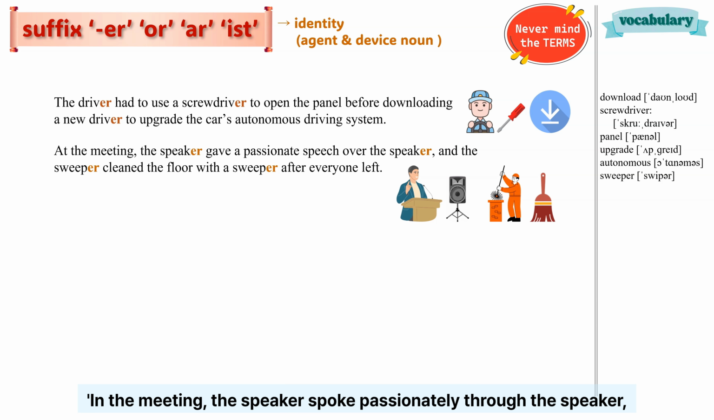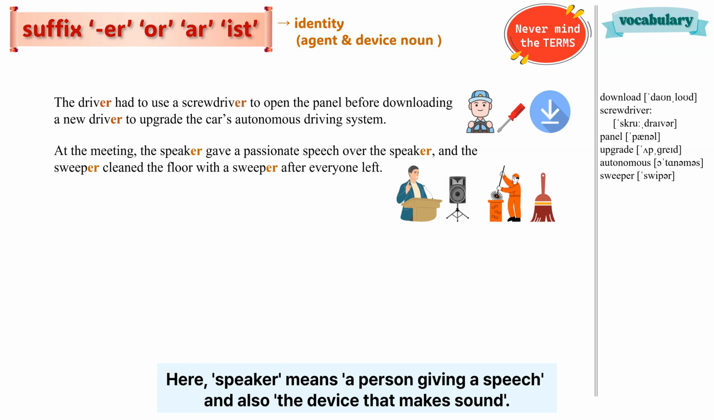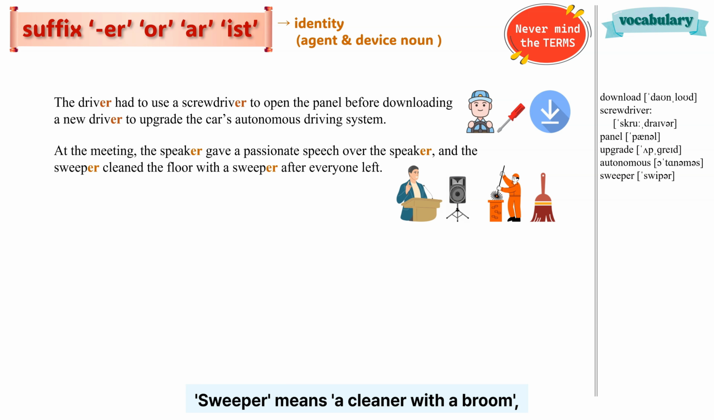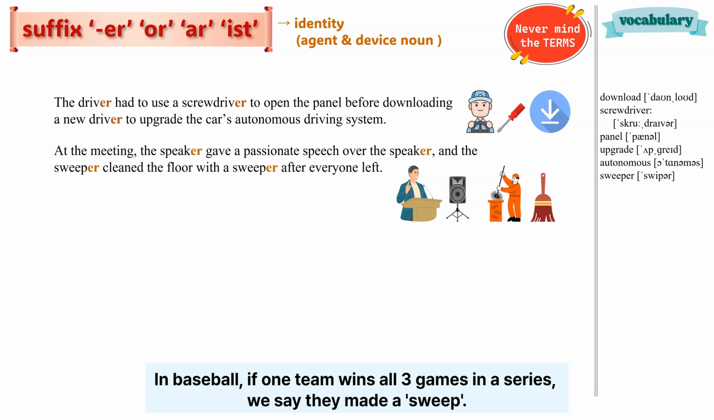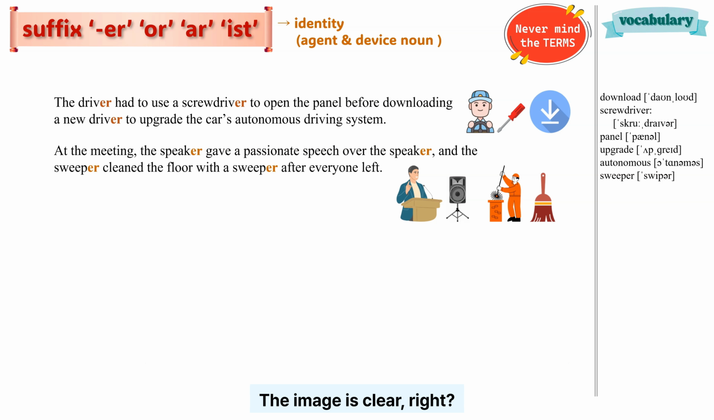In the meeting, the speaker spoke passionately through the speaker, and the sweeper swept the floor with a broom after everyone had left. Here, speaker means a person giving a speech and also the device that makes sound. Sweeper means a cleaner with a broom, but in sports such as soccer, a sweeper is the last defender who sweeps away the attack. In baseball, if one team wins all 3 games in a series, we say they made a sweep. The image is clear, right?